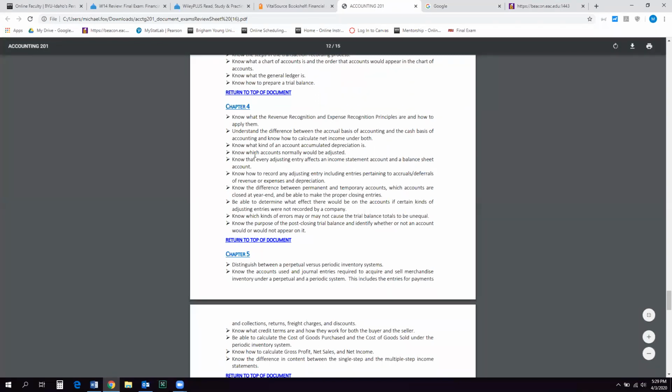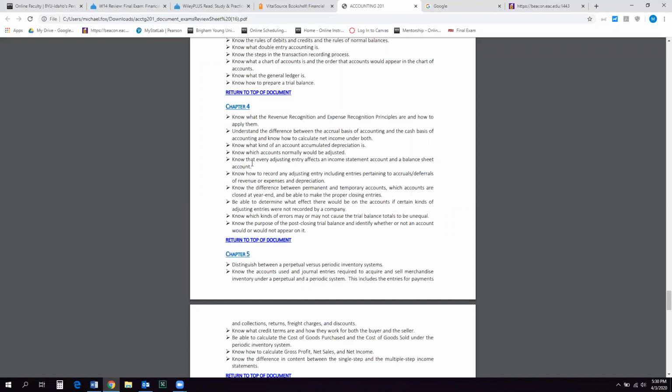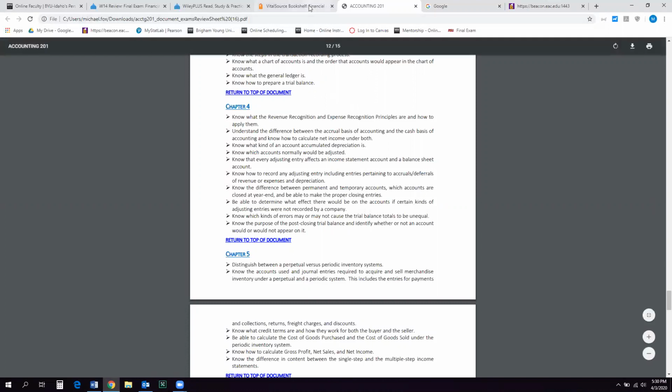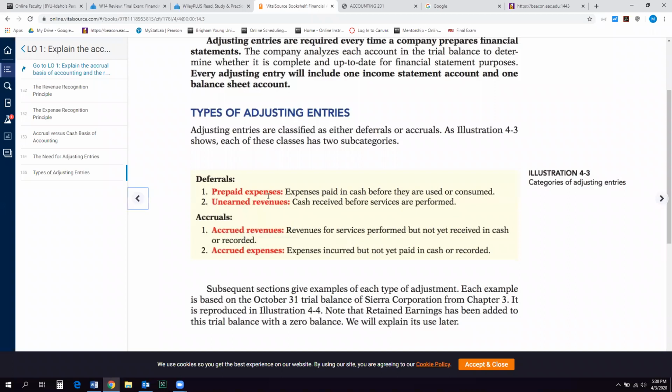So know which accounts normally would be adjusted, which is what I just covered there. Know that every adjusting entry affects an income statement account and a balance sheet account. I didn't say that specifically, but again, if we say, okay, prepaid expense, that's going to be recognizing the expense. There's our income statement account, and then crediting the asset. There's our balance sheet account. Unearned revenues. Again, we're going to debit the unearned revenue account. That's a liability, a balance sheet account, and we're going to credit revenues, which is an income statement account.